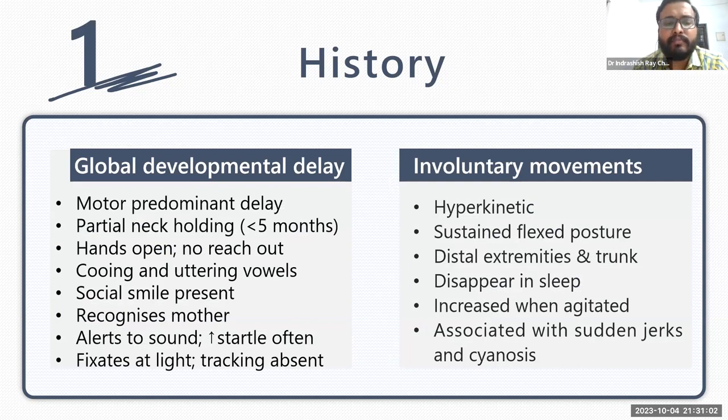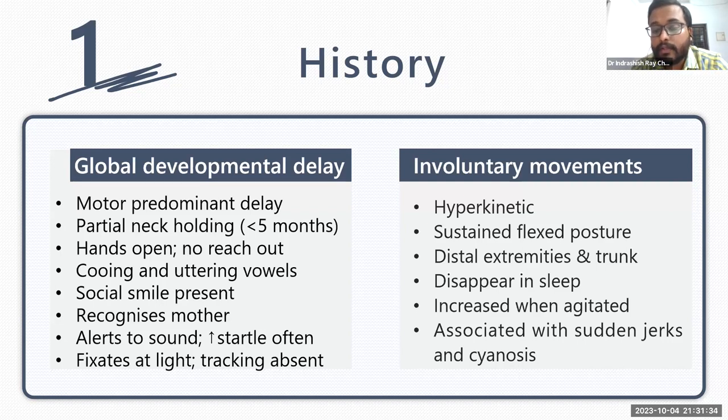The child could recognize mother to an extent, was alert to sounds, and sometimes some exaggerated startle was also there in the history. The child used to fix at light, but usually did not follow people moving around. Involuntary movements were hyperkinetic in nature, somewhat like a sustained flexed posture of all four limbs, and it was almost continuous, involving the distal extremities and trunk, that used to disappear in sleep and increase when the child was agitated or in pain.